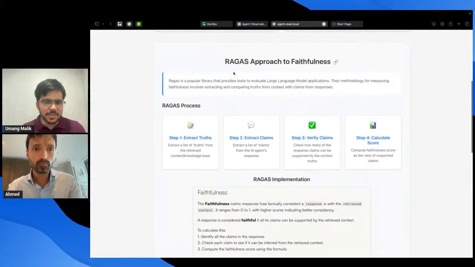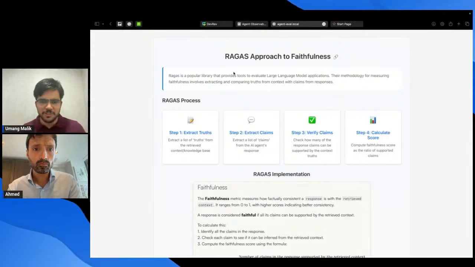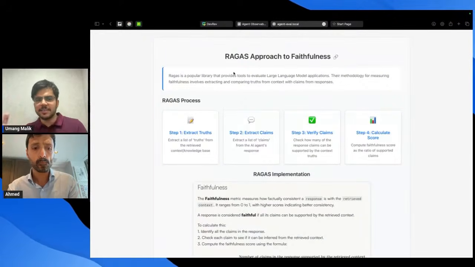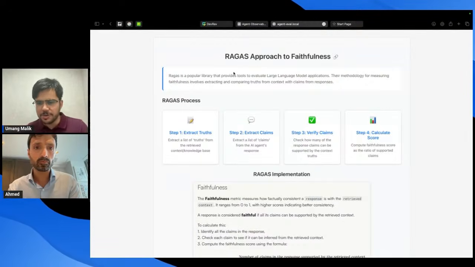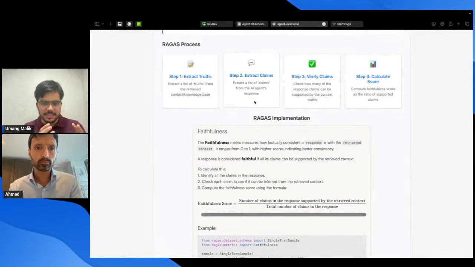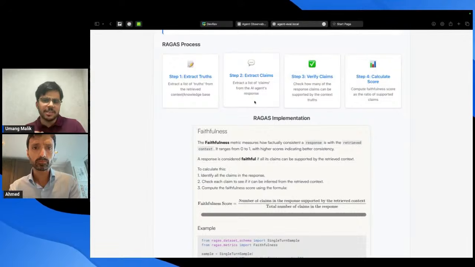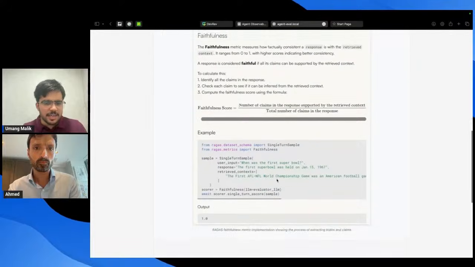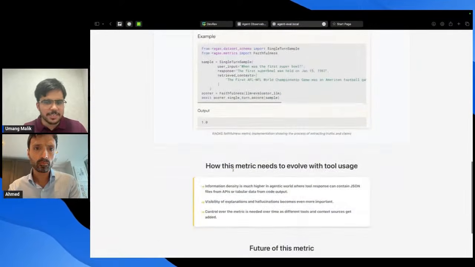So the way this metric works is, first of all, it's also an intelligent metric. To measure an intelligent system, you need an intelligent metric, and by that I mean it uses LLM models under the hood to make certain judgments. But it's not one single huge prompt making the judgment. It's broken down into steps: it extracts the truths, and then the claims that are made from that truth, then it verifies that these claims are correct, and then computes the score. This is the formula, where you count the number of claims that were backed and those that were not. This is from the Ragas official documentation.